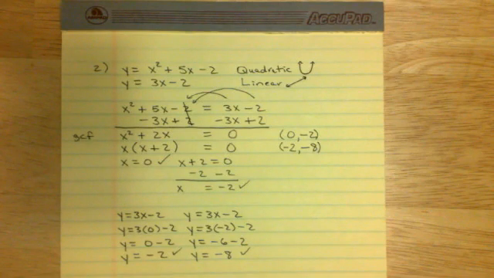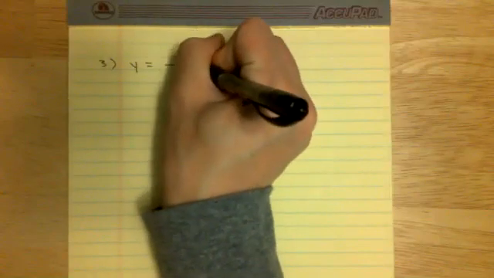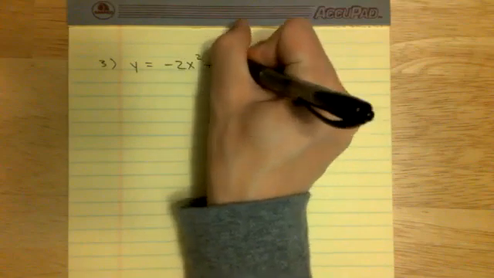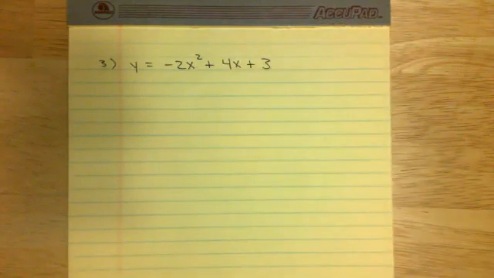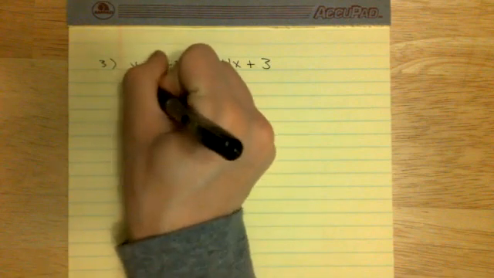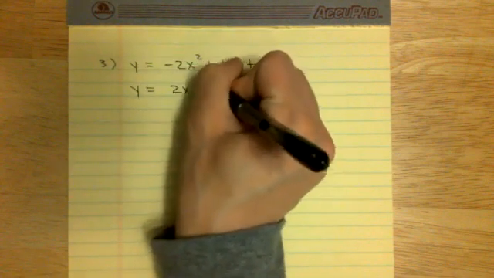Okay, we're going to do number 3 next. Number 3. All right, number 3 says y equals -2x squared plus 4x plus 3. And the bottom equation says y equals 2x minus 1.